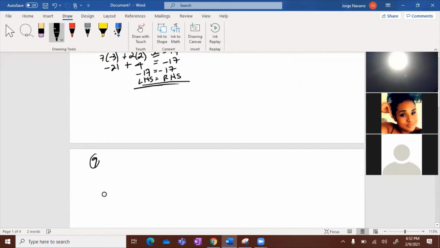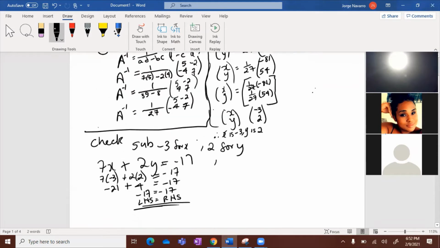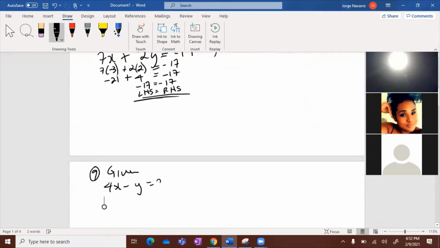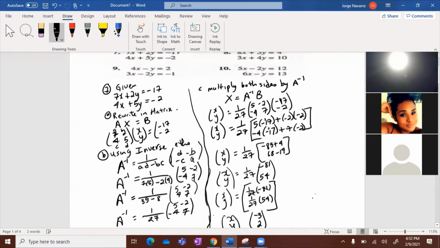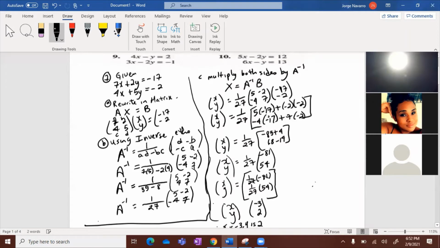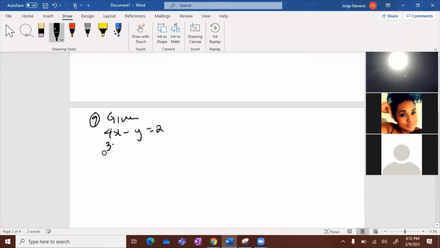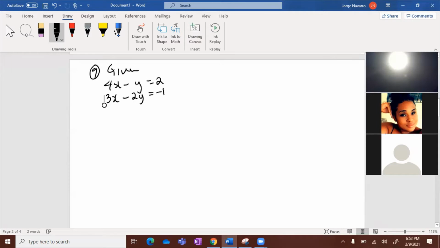Put that one there. Question 9 says: given 4x minus y equals 2, and 3x minus 2y equals -1. All right, so I will rewrite this in matrix form.